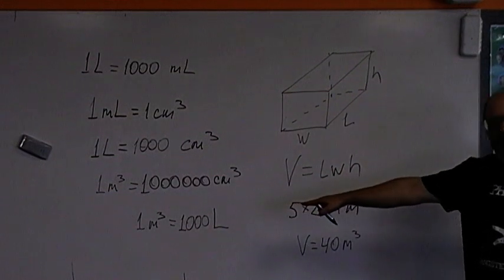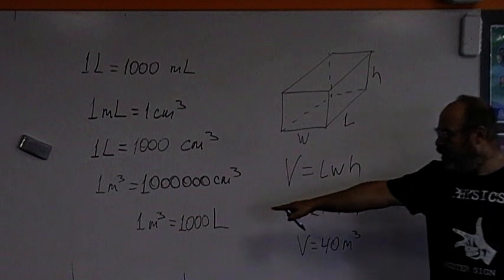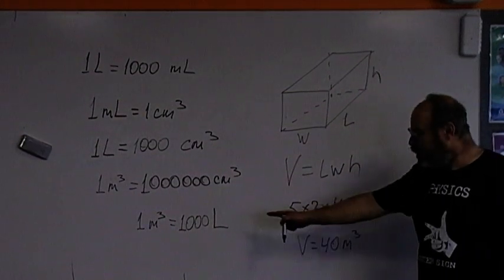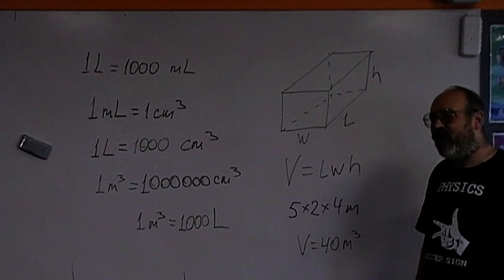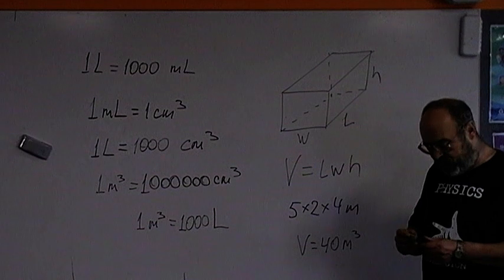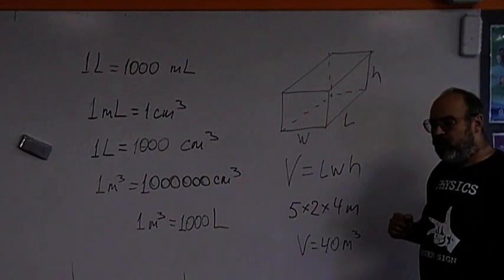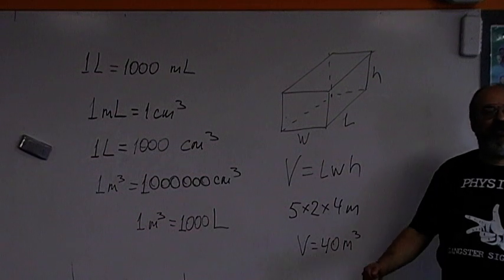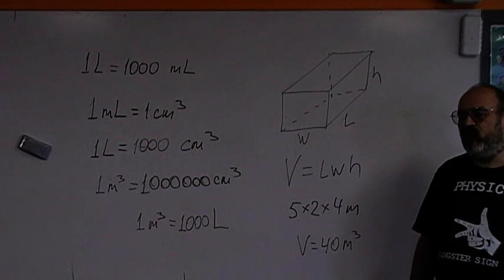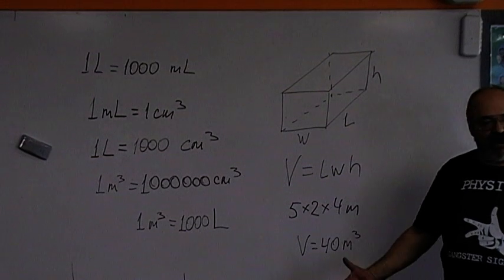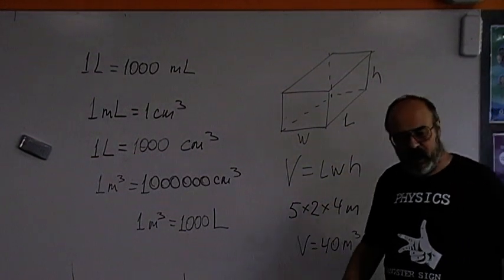1 cubic meter is how many liters? 1,000. So how many liters will you need? 40,000 liters. You will need to put 40,000 liters of water to fill this pool with these dimensions. That's expensive. Okay, that's all the theory for today.